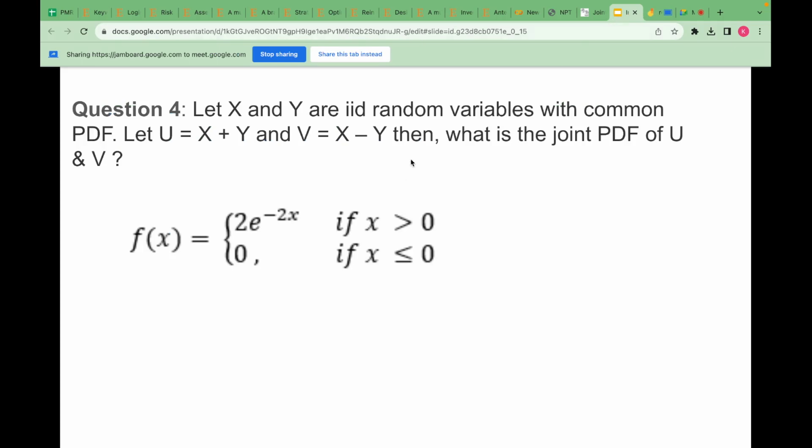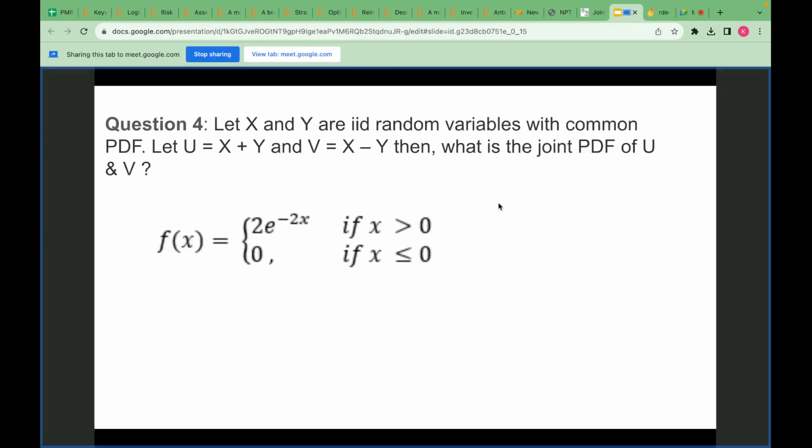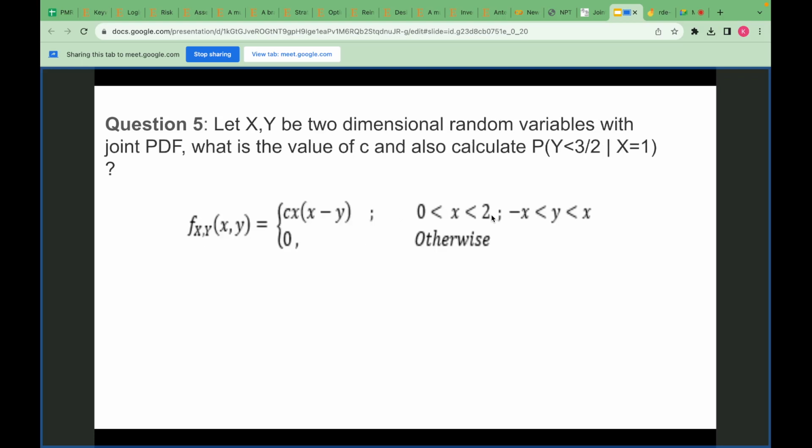So now I hope you understand this problem. Okay. So now we will move to the next question. So here x and y are two dimensional random variables with a joint PDF, which is given by this formula. Now we need to find the value of c, and also we need to find the probability that y is less than 3/2 given that x is equal to 1.